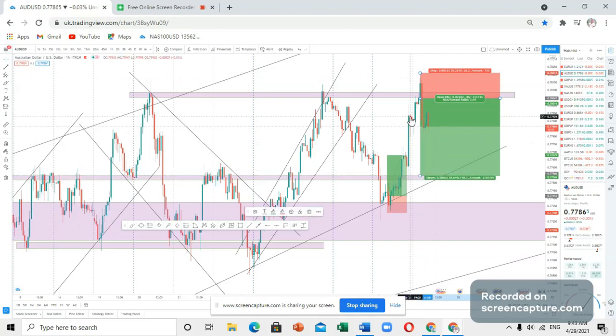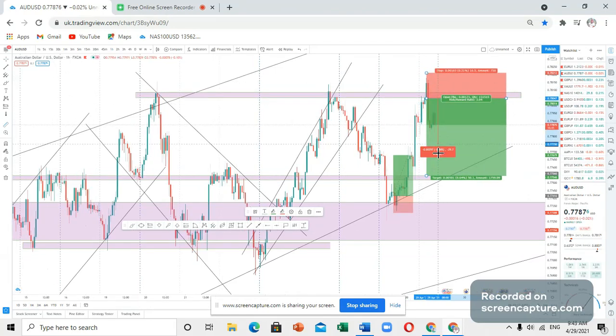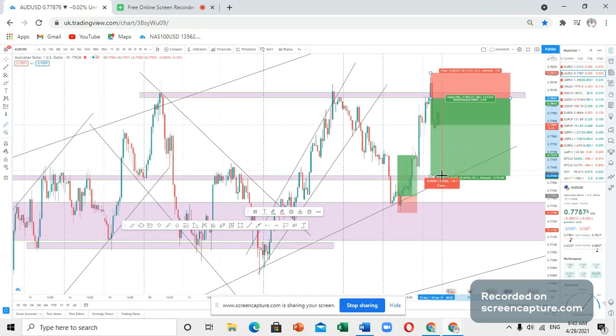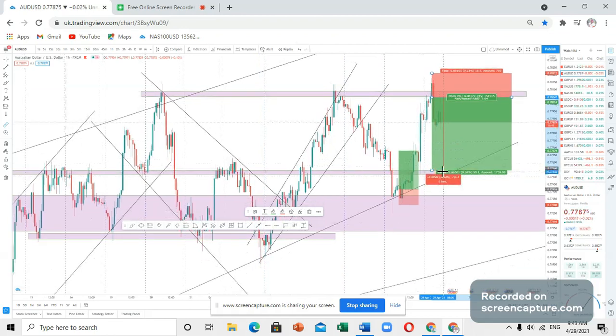That is, if I was able to view it yesterday, that is a risk of around $1.6 to get a reward of $5. Yeah, I would have taken that chance. I would have taken that trade. The ratio is 1:5. So that is the plan that I have on AUD USD.